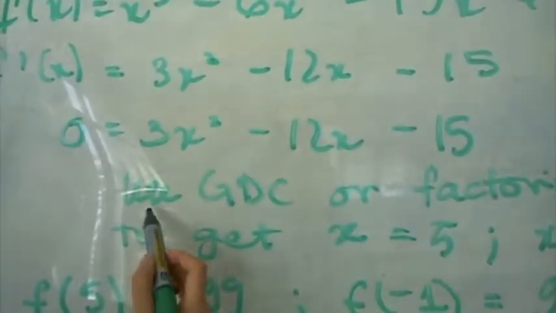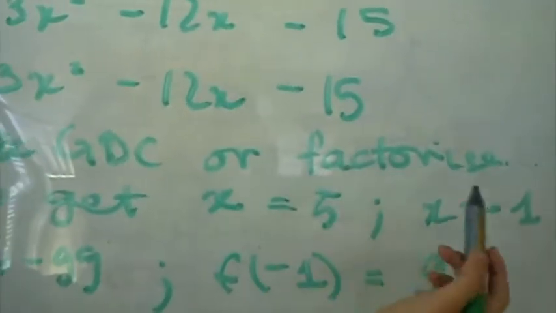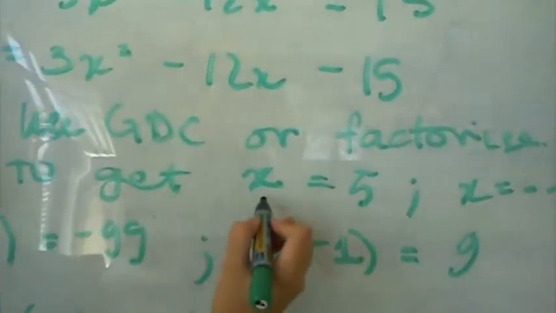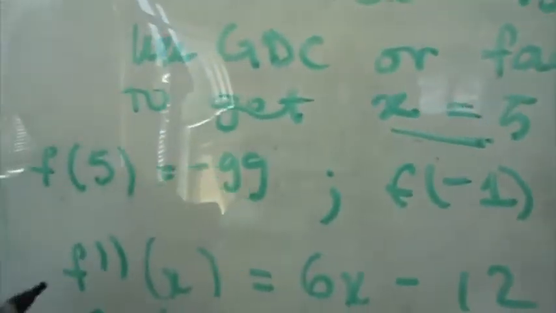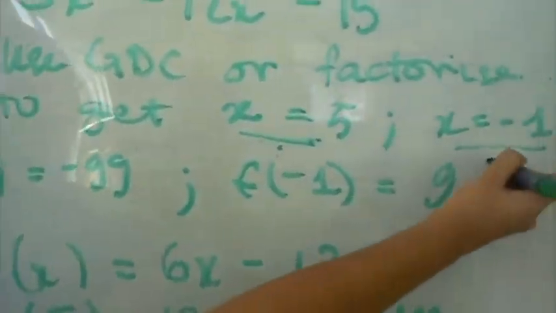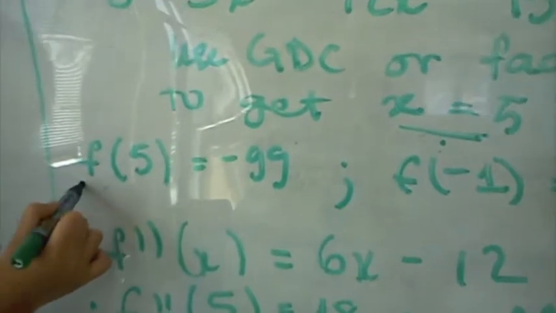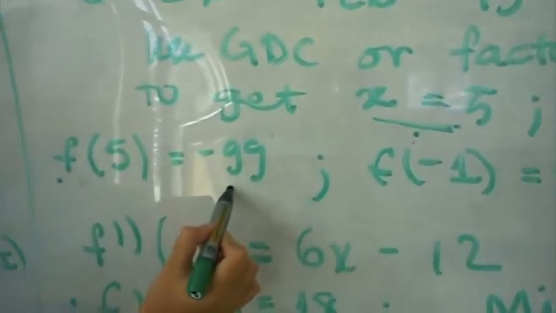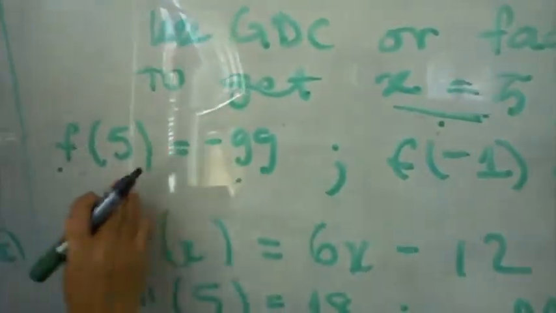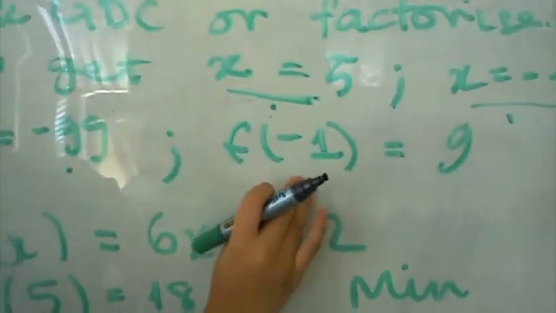And then you can use your GDC or factorization to get the x value of x equals 5 and x equals minus 1. And then you plug x equals 5 and x equals minus 1 back into f of x to get the y value, which is minus 99 for x equals 5 and 9 for x equals minus 1.